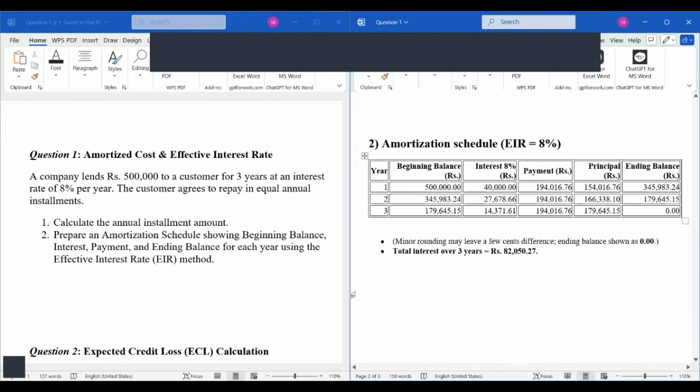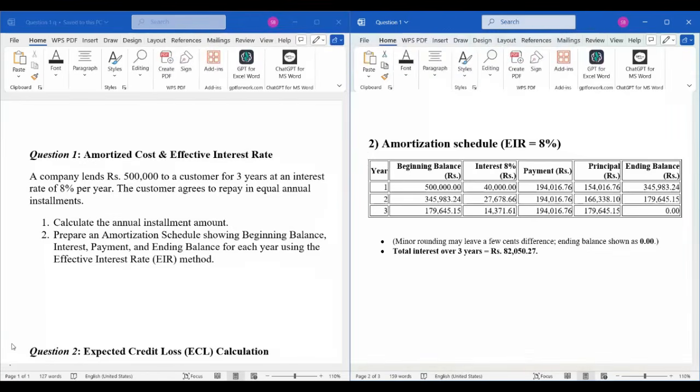This balance we carry forward as the opening balance of the second year. From the second year, the beginning balance will be 345,983.24. Now we have to look at the interest for this 345,983.24, not for the 500,000. If you take 8% of this beginning balance, the interest for the second year would be 27,678.66 cents.